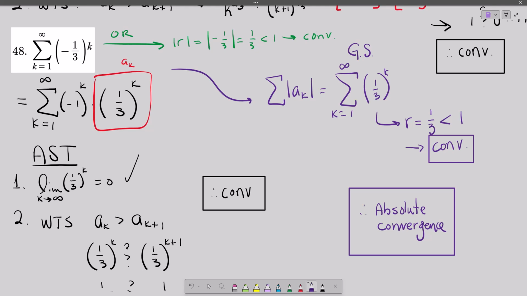Any questions on the concept of absolute or conditional convergence? Or any questions on the process?